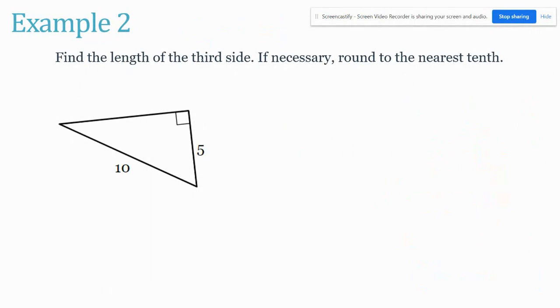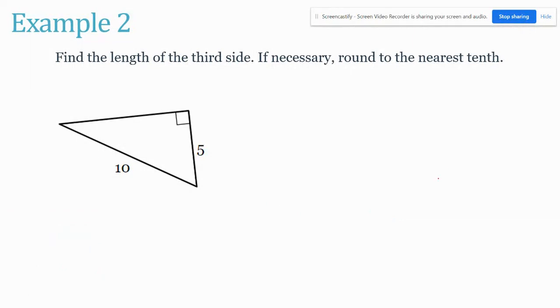Find the length of the third side. If necessary, round to the nearest tenth. So we're going to follow those same steps. Hopefully you have them written down in your notebook so you can easily go back and use them as a resource. So the first thing we want to do is identify our legs and our hypotenuse.